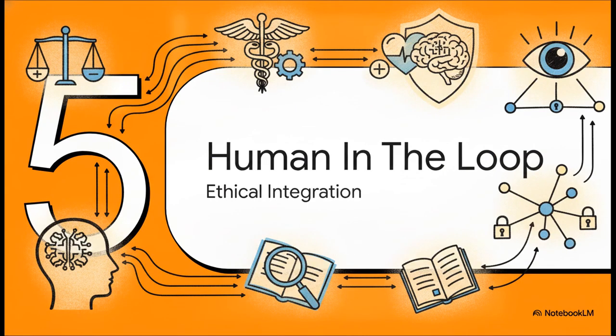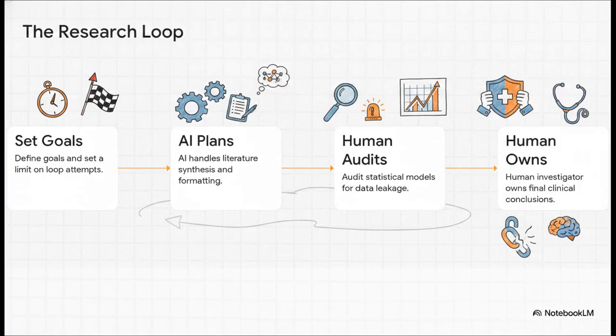Which leads us perfectly into Section 5, the human in the loop. Let's talk about ethical integration. As we've seen throughout this explainer, research AI is essentially an interactive loop, and you have to actively watch out for traps. First, you set clear goals and put a limit on loop attempts so you don't just get stuck iterating forever. Second, let the AI handle the planning and formatting. Third, and this is the big one, the human must audit for data leakage.